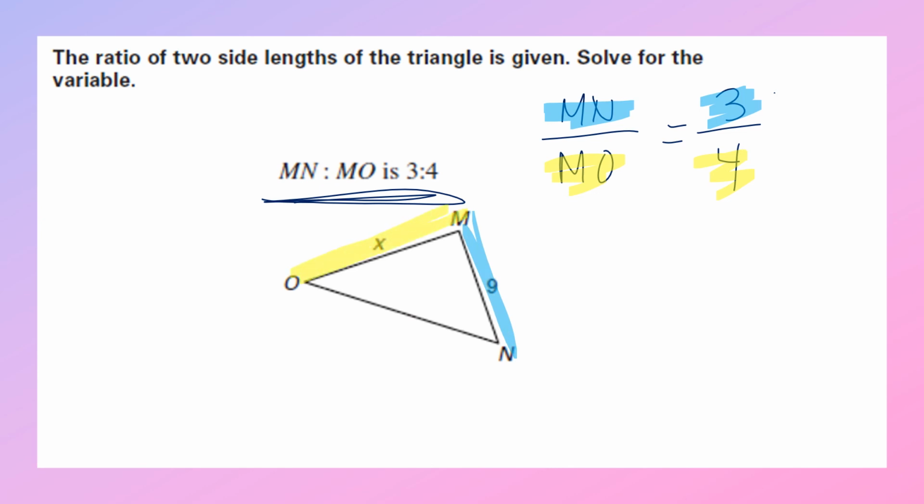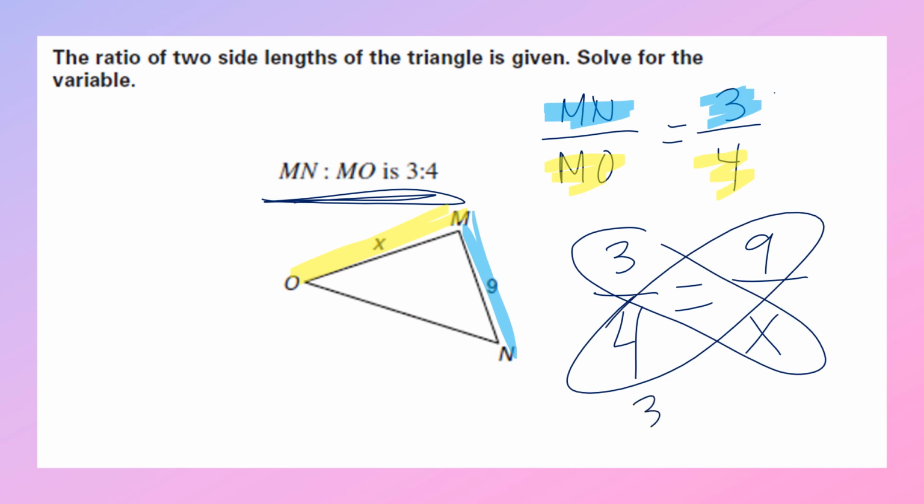So we can use the cross multiplication to help us get our answer here. So we know that MN is 3, MO is 4. And then if we want to figure out what x is, MN, which was blue, is 9. MO, which is yellow, was x. And then we can just cross multiply. We get 3x equals 36. And then divide both sides by 3 and get x equals 12.